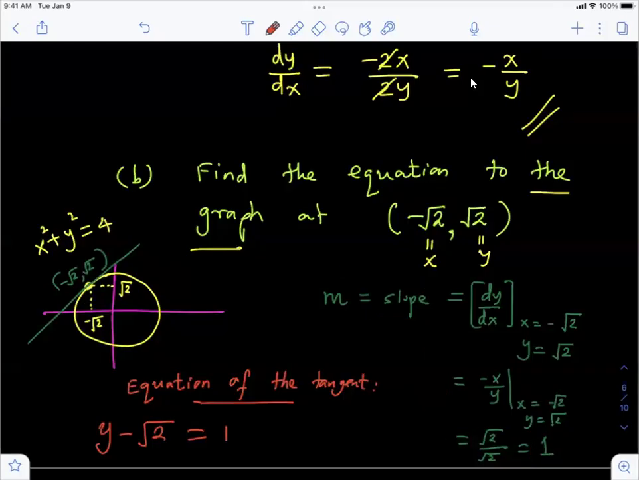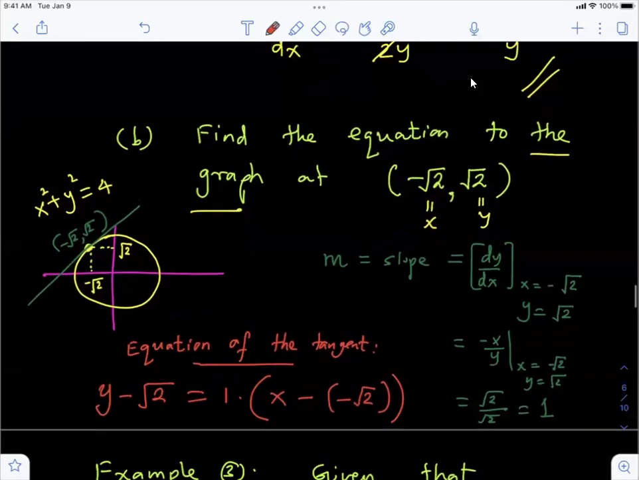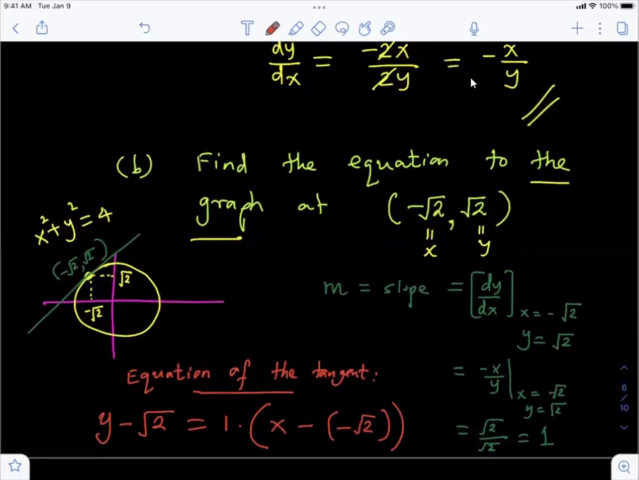So that is going to be 1 times m times, and then you're going to get x minus the corresponding x coordinate, that is minus root 2. You can simplify this if you want, but this is the answer.